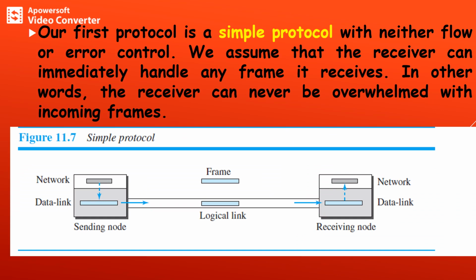So in the case of simple protocol, we can assume that the receiver can immediately handle any frame it receives. So in the diagram we can clearly observe that we have the sending node as well as the receiving node, and in both sending and receiving node we consider 2 layers, the network layer as well as the data link layer. So now here the network layer sends the packet to the data link layer at the sending node.